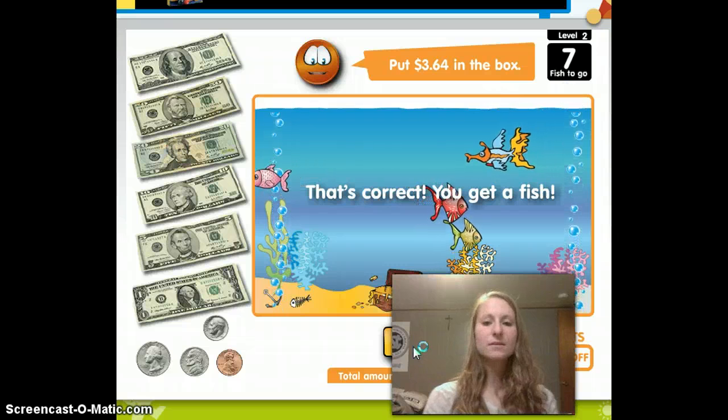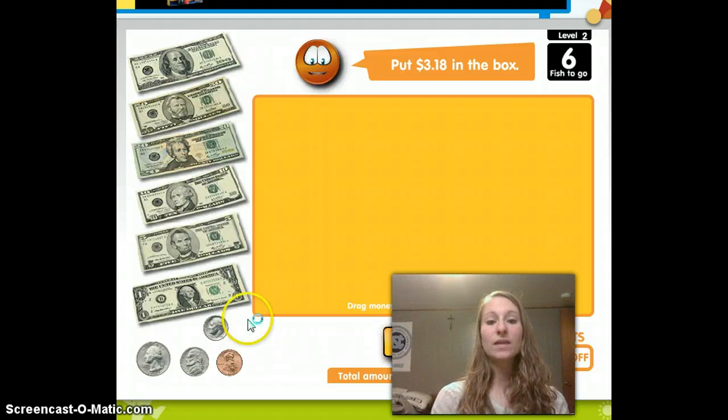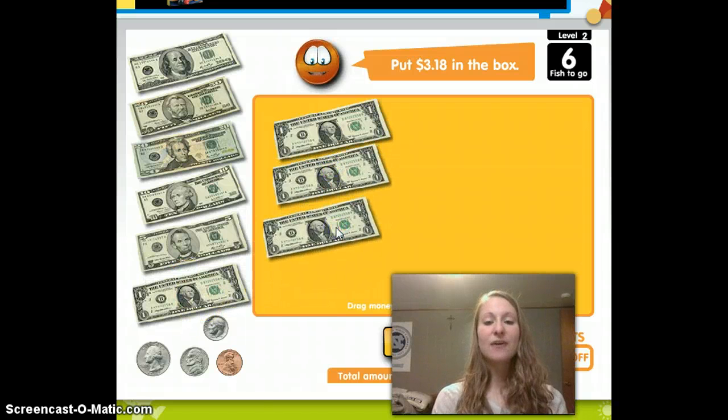We got it right. Good job. Now we need $3.18. So let's use 3 $1 bills. And how do you want to get to 18 cents? You want to use 3 nickels? Okay, that's fine. Each nickel's worth 5 cents.